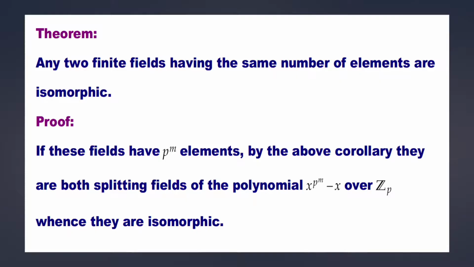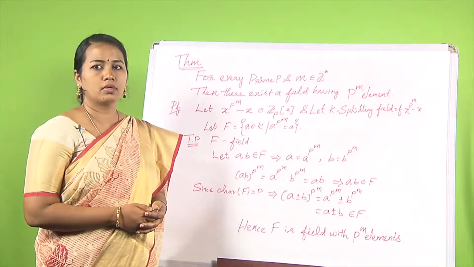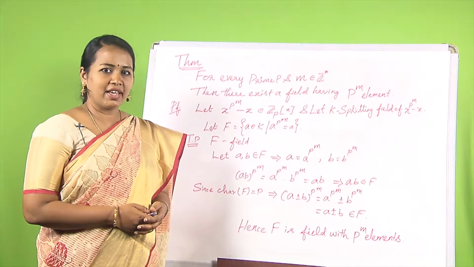Let us discuss some theorems here. The first theorem is: any two finite fields having the same number of elements are isomorphic. The proof: if these fields have p power m elements, by the above corollary, they are both splitting fields of the same polynomial x power p power m minus x over Zp, whence they are isomorphic. Let's see the next theorem.